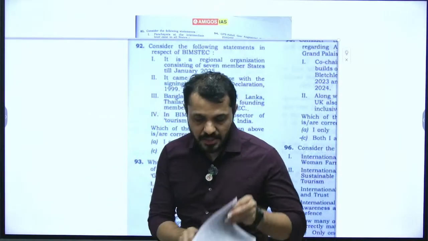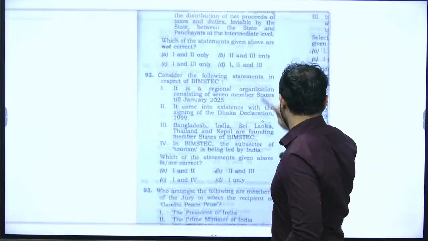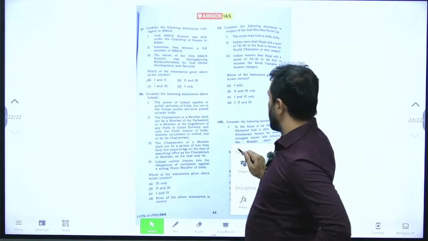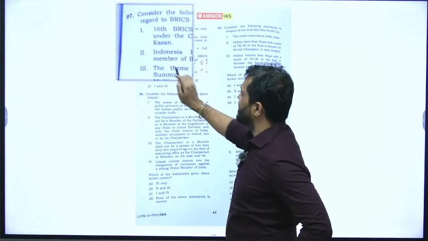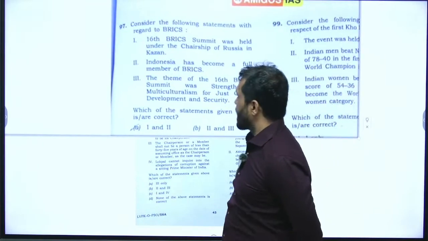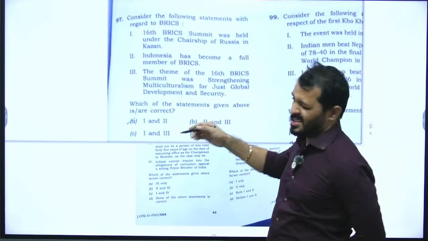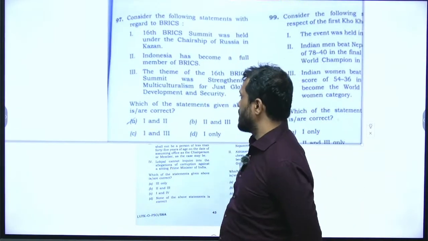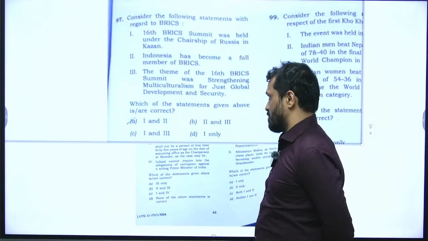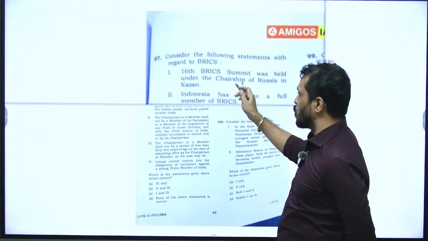Next, 97. This is going to be the last question of my explanation of UPSC Prelims 2025. Question 97 is about the 16th BRICS Summit was held under the chairmanship of Russia in Kazan. This is right. Indonesia has become a full member of BRICS recently. Okay, this is also right. The theme of the 16th BRICS Summit was strengthening multilateralism, not multiculturalism. So this third one is wrong. So 1 and 2 are right.